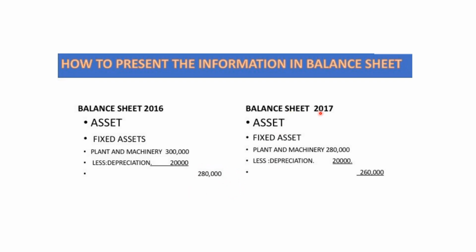Next year, when you prepare the 2017 balance sheet, the machinery costing 2,80,000 is here. The depreciation of 20,000 is subtracted, again the same amount. So 2,60,000. So what I can see over here is the value of the asset is keeping on declining. The value of the asset is decreasing every year because they are recorded at the cost price over here, and every time depreciation is charged on this cost price.